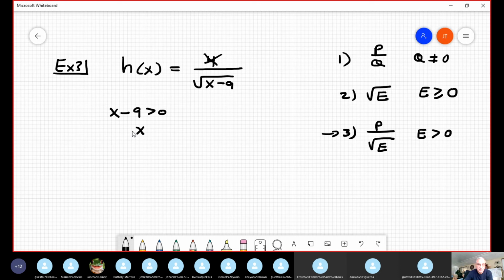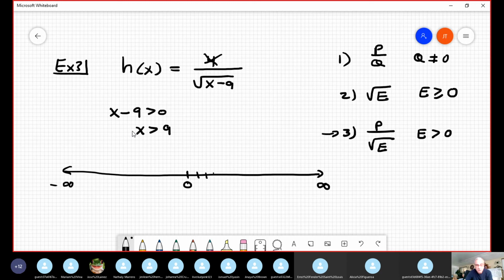This inequality is super easy. x is greater than 9. I represent graphically this idea. Negative infinity to positive infinity, 0 in the middle, 1, 2, 3, 4, 5, 6, 7, 8, 9. It's greater than 9, which is in that direction. And of course, do not include 9, because if you plug in 9 here, let's see what happens. 9 minus 9 is 0, and division by 0 is undefined.